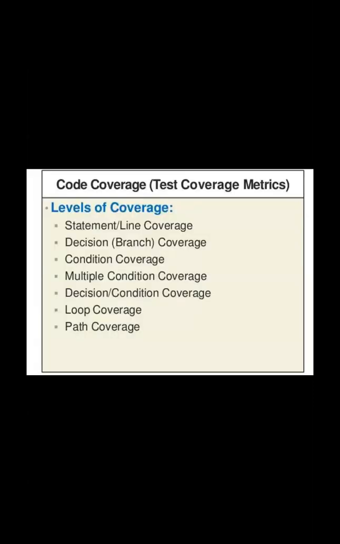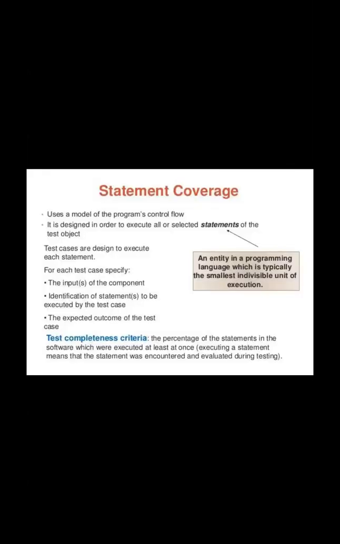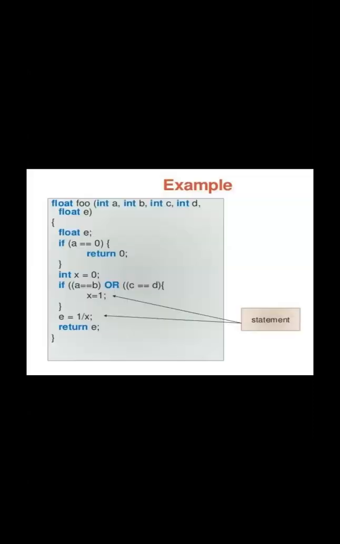The first type is statement or line coverage. We know very well it is used to check for the errors and bugs hidden in the statements and lines of your code. We take a sample program. Here, for example, we take 2 statements. Here x equal to 1 is an arithmetic assignment statement, e equal to 1 by x is a processing statement. Both are arithmetic assignment operators, both are expressions. So these 2 statements can be tested by using the statement coverage method.